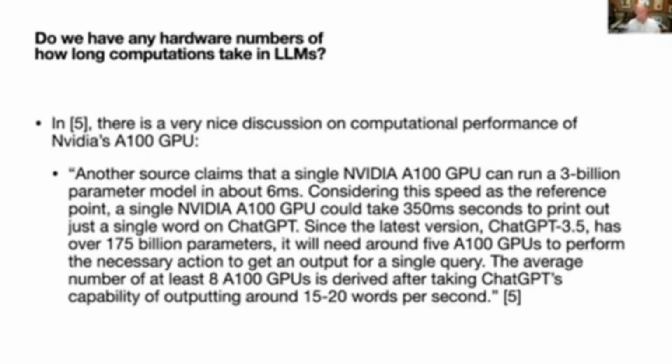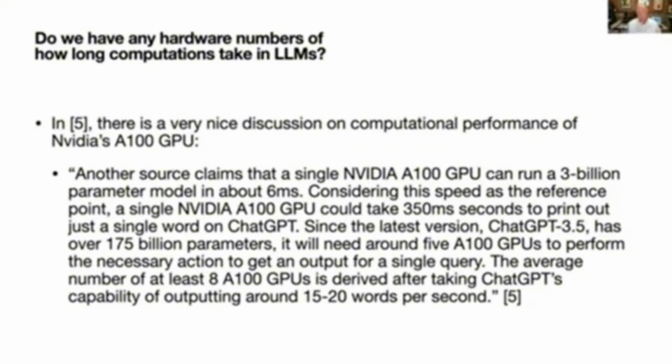In reference 5, there is a very nice discussion on computational performance of NVIDIA's A100 GPU. And I'll read it to you. It goes, another source claims that a single NVIDIA A100 GPU can run a 3 billion parameter model in about 6 milliseconds. Considering this speed as the reference point, a single NVIDIA A100 GPU could take 350 milliseconds to print out just a single word on ChatGPT. Since the latest version, ChatGPT 3.5, has over 175 billion parameters, it will need around 5 A100 GPUs to perform the necessary action to get an output for a single query.